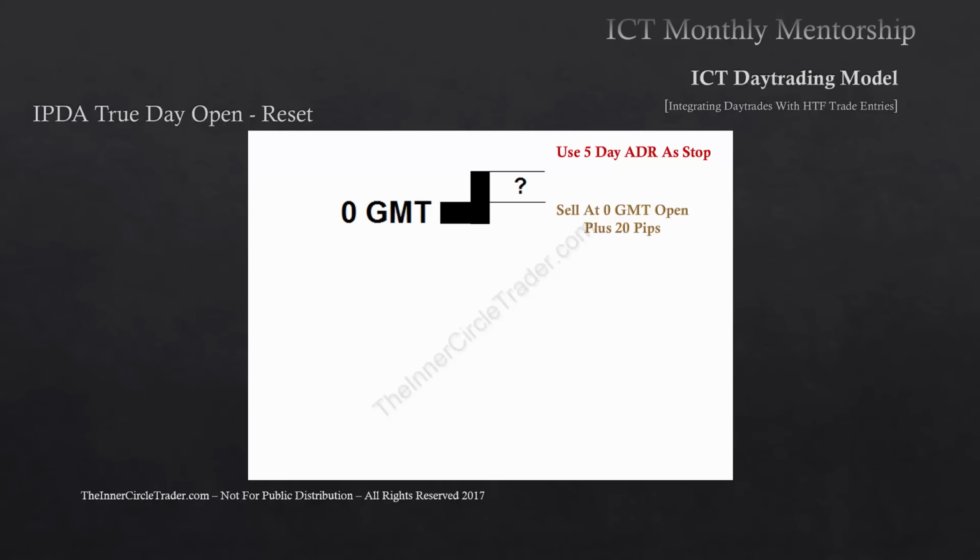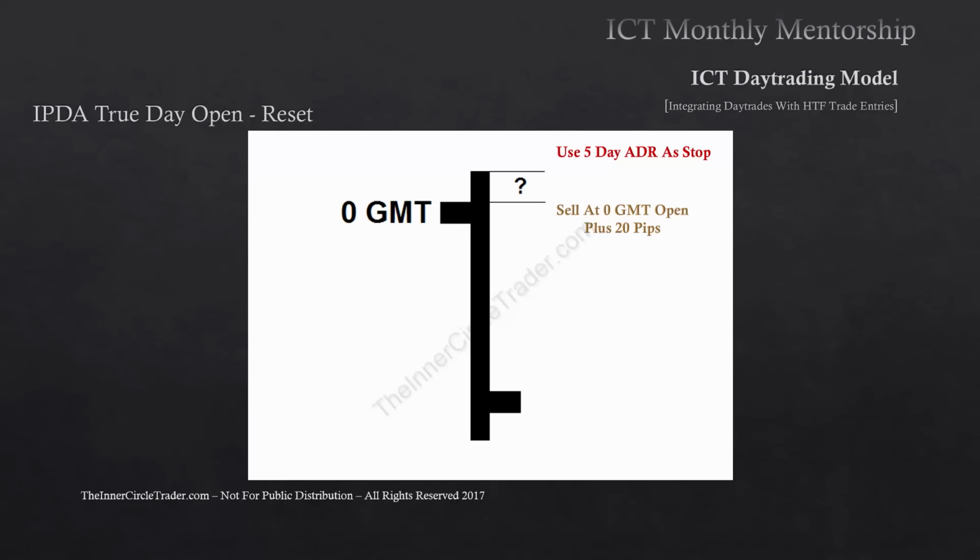What are we accomplishing here? Well, we can anticipate, obviously, a little bit of movement or protractionary phase in the marketplace where the Judas swing occurs right before that down close. Adding 20 pips to the 0 GMT opening price, that would be your sell limit order, and then adding the average 5-day range, ADR, to your limit entry.